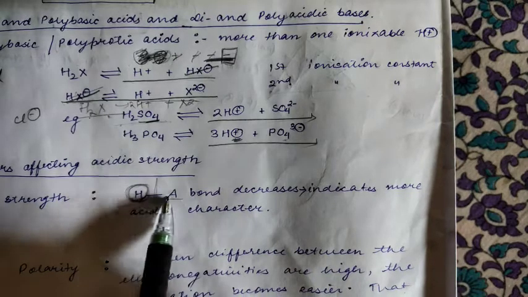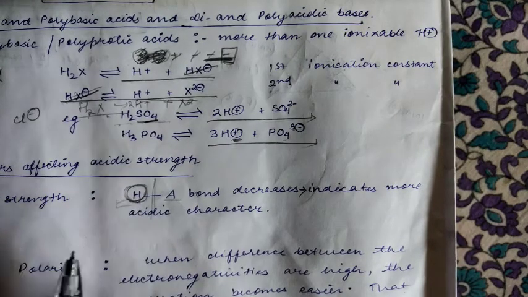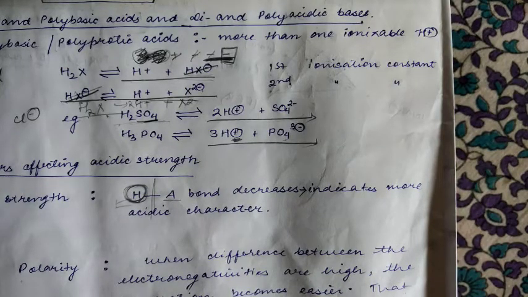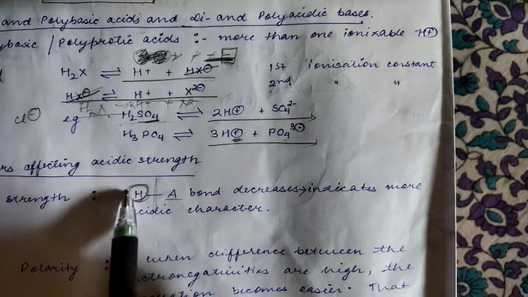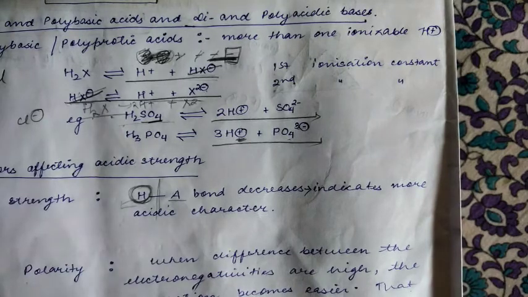If the bond between them is very strong, this A will hold the hydrogen very tightly and it will not release the proton easily, and the substances that are not releasing the protons easily will be either base or very less acidic, because the character of acid is to release the protons easily. The faster it will release, the stronger is the acid. Clear? And if the bond is very weak, then the hydrogen will leave A very easily, and you can say that that particular compound is a strong acid.